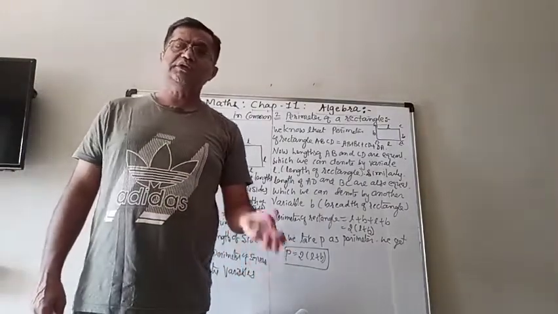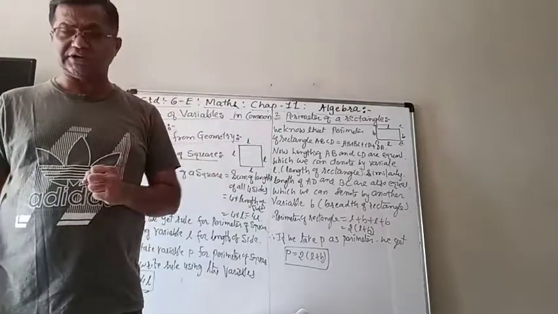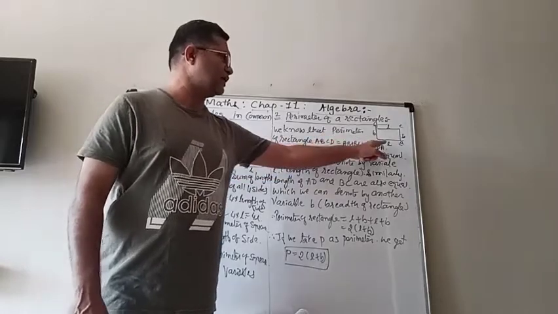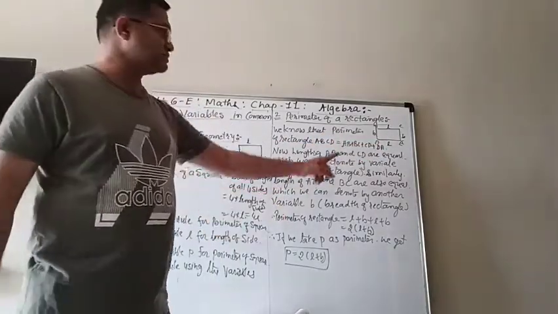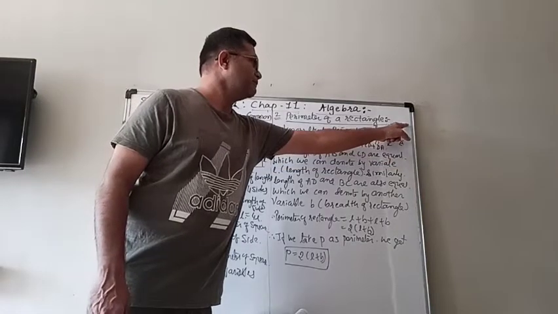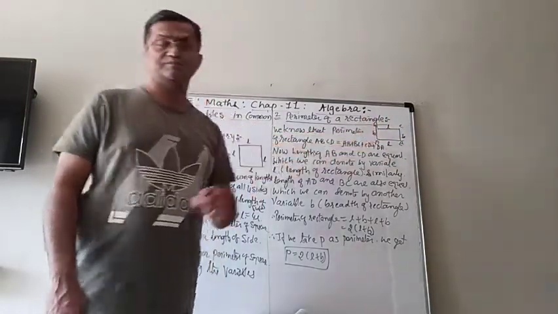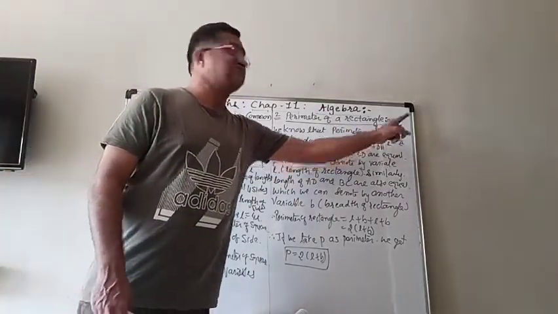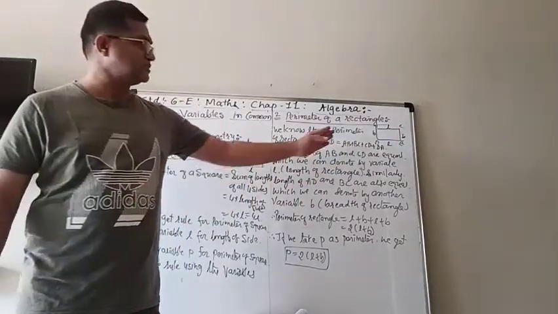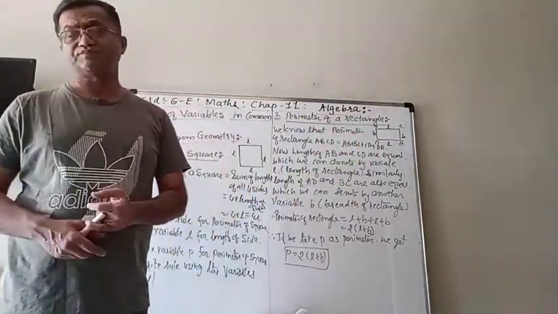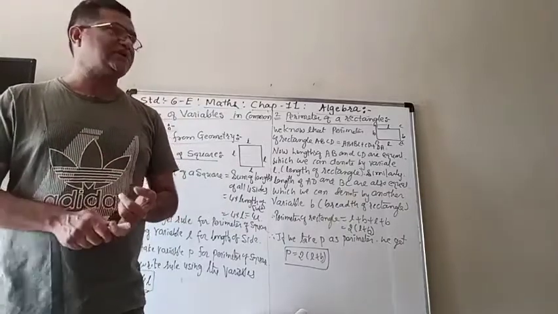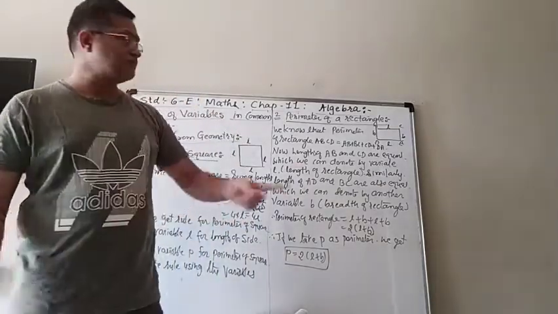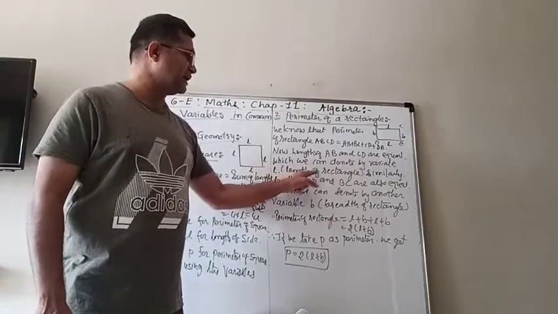So here also, if we want to find the perimeter of the rectangle ABCD, we add all the sides, meaning AB plus BC plus CD plus DA. Now as I told you, the sizes of AB and CD are equal, which is the length of the rectangle. So for the length of the rectangle, we will use the variable L.